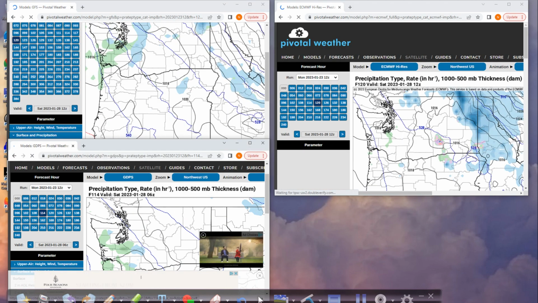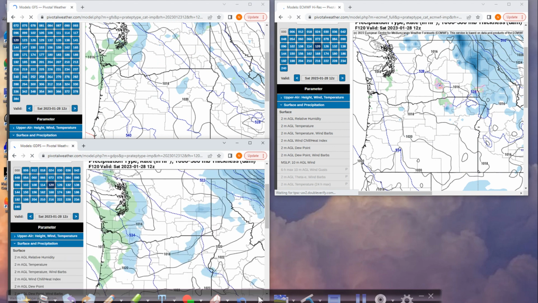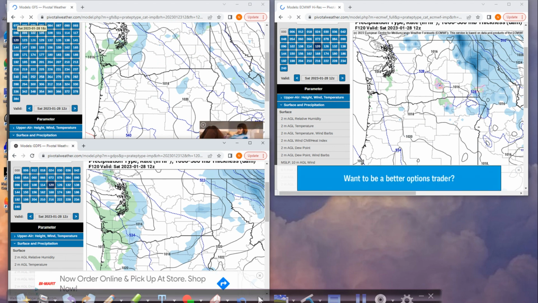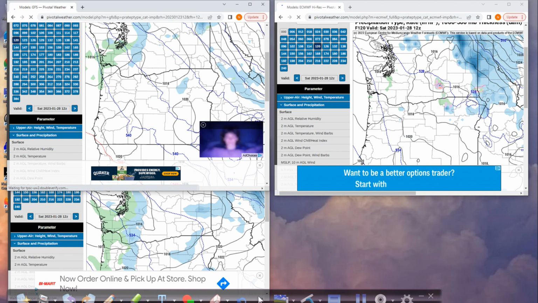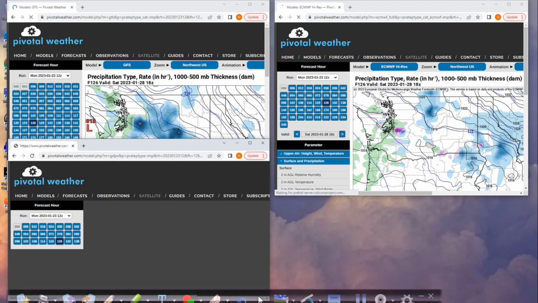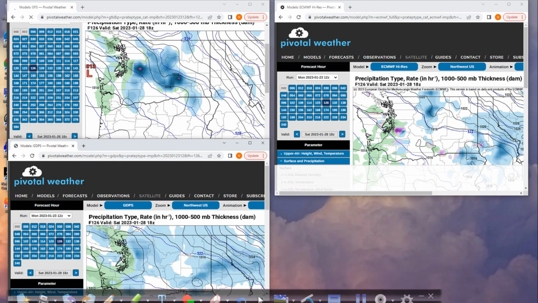By 4 a.m. on Saturday, again, the Canadian model still wants to squeeze out some more precipitation than the other models. And it's probably because it might be a little more offshore on that first low. I can't remember. I know it was more offshore on the second low. But now here's that second low starting.